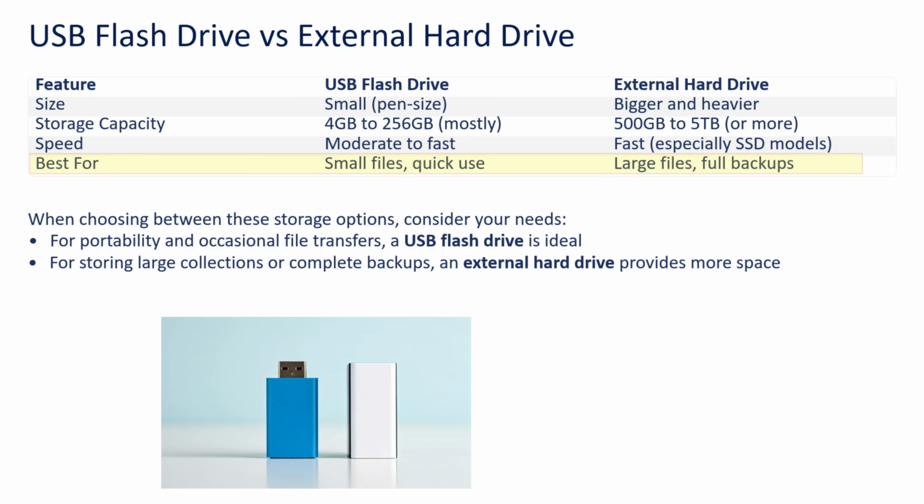A USB flash drive is best for small files and quick use. An external hard drive is best for large files and full backups. When you choose between these storage options, you have to consider the following points. First, for portability and occasional file transfers, you have to use a USB flash drive. And for storing large collections or complete backups, you have to use an external hard drive because it provides more space.